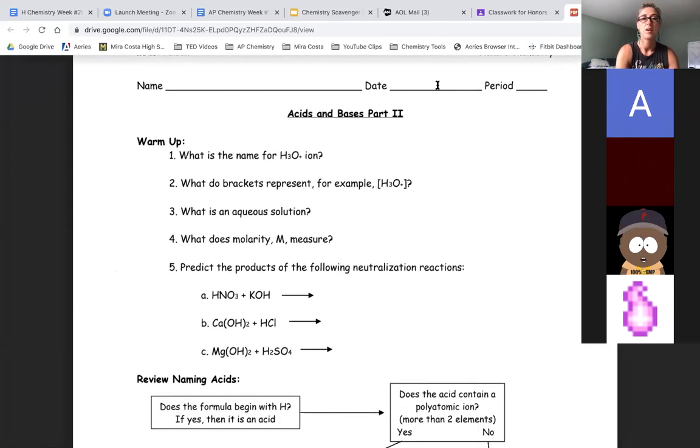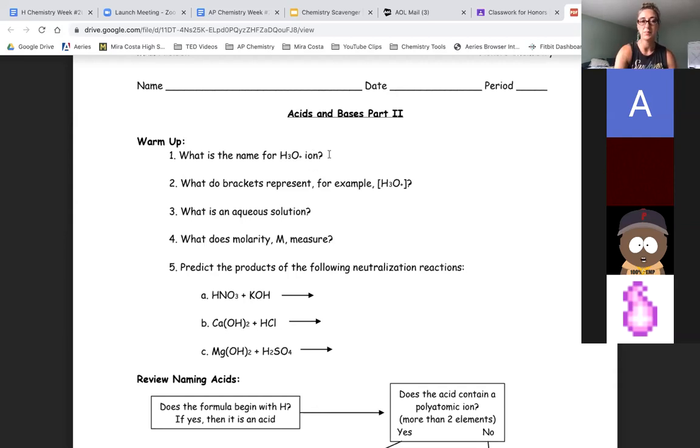It's nicer. Okay, so first thing, this is just a warm up. Normally I would have you all do the warm up on your own, but we're in a different style of learning now. So let's go ahead and just do this together. First thing we come across here is, what is the name for the H3O+ ion?